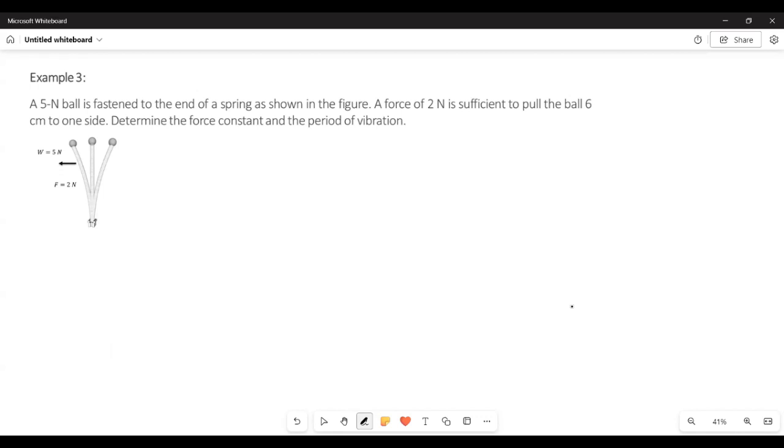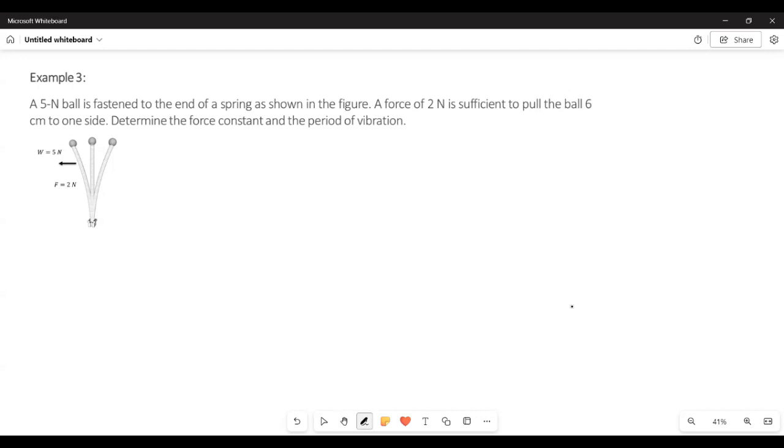A 5 Newton ball is fastened to the end of a spring as shown in the figure. So, dito ay naka-fasten siya or naka-secure siya na hindi magagalaw. So, ito yung ball natin na 5 Newton. A force of 2 Newton is sufficient to pull the ball 6 centimeters to one side. Determine the force constant and the period of vibration.